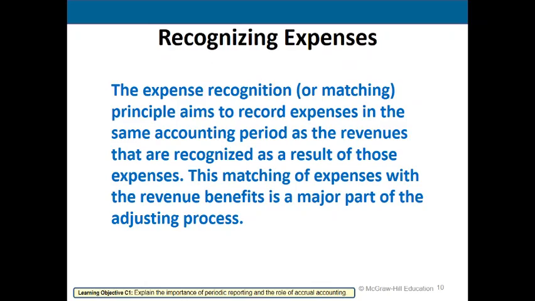And note here it says the matching of expenses with revenue benefits is a major part of the adjusting process. One of the things we're going to be doing here real quickly is we're going to be making adjusting entries. These adjusting entries are made at the end of a reporting period, definitely at the end of the year, but sometimes at the end of a month, end of a quarter, end of a semi-annual period.